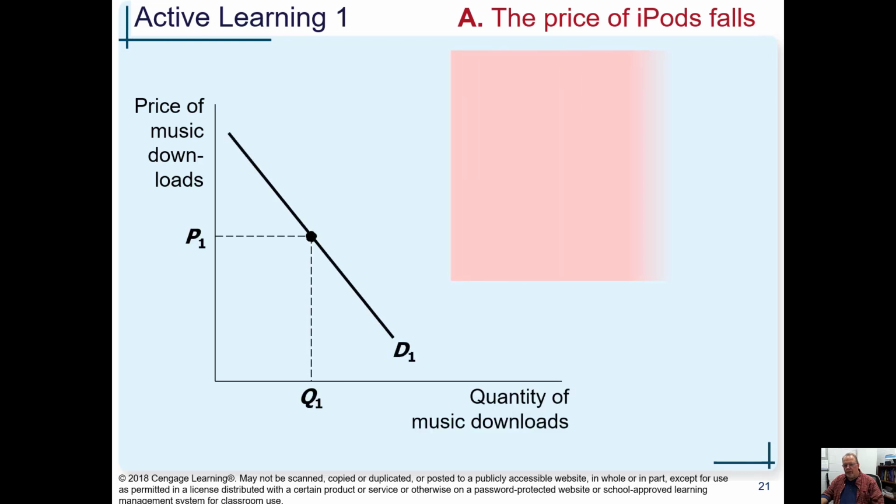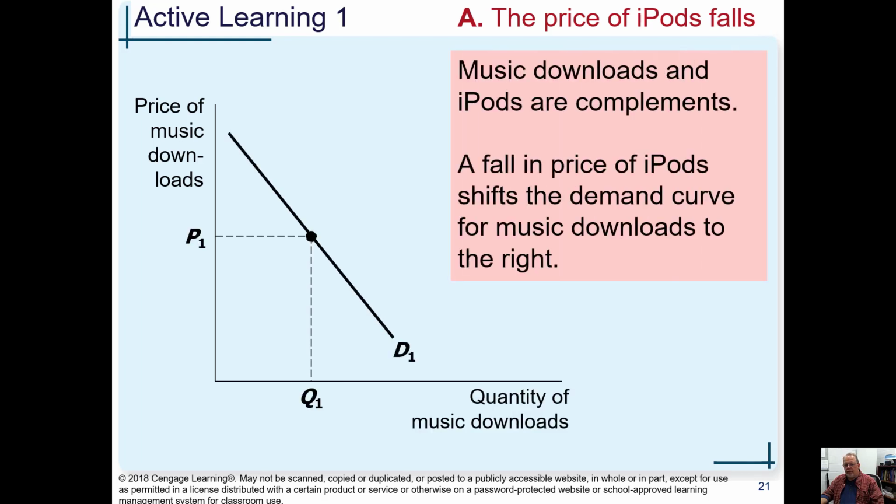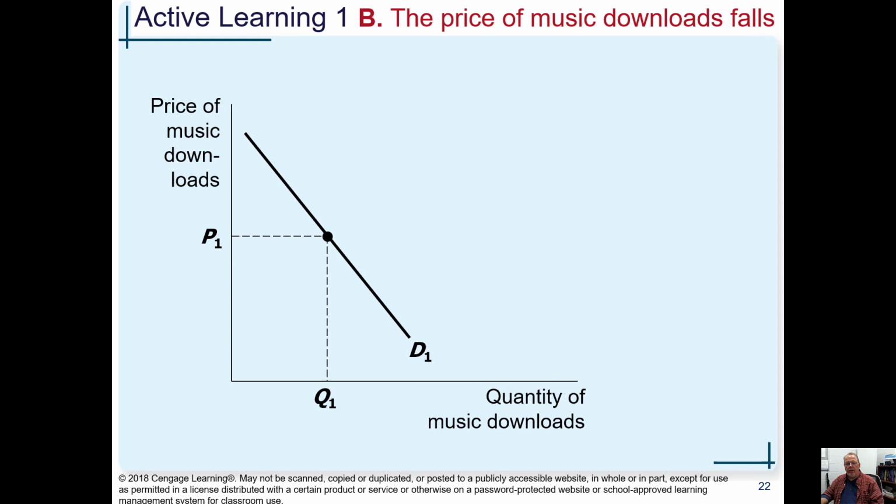The first one, iPods, prices are going down. What happens to music downloads? They are complementary products. So when the price of the iPods goes down, you're going to buy more music downloads, increase in demand.